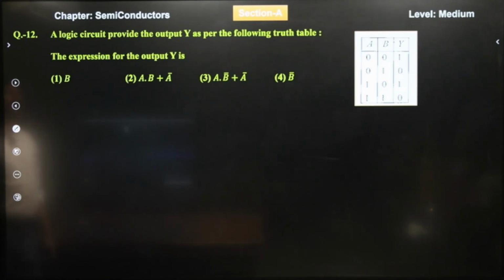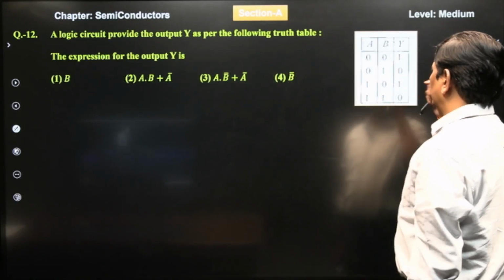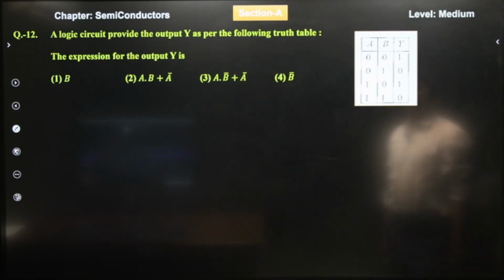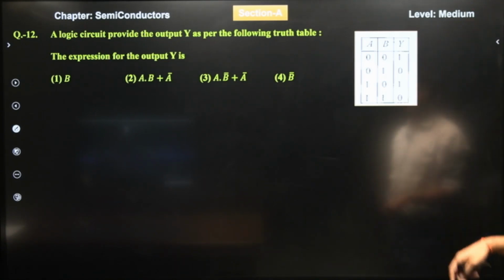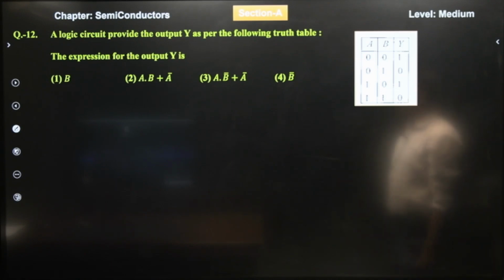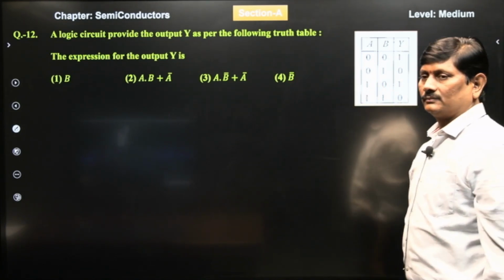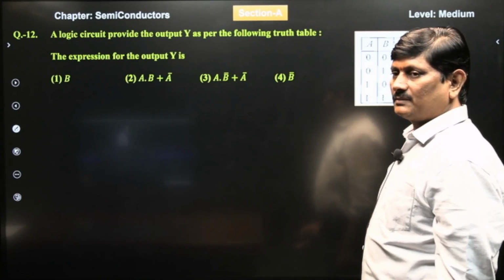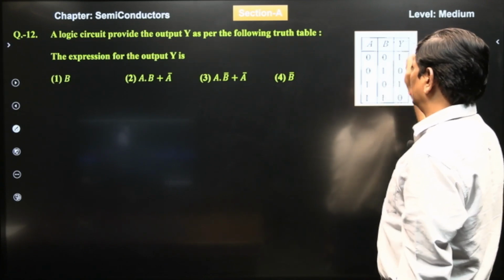The next question is taken from semiconductors related to logic gates. Here the truth table is given. Following the truth table, we have to find the logic. For that Y, what is the logic? Simply looking at the logic gate, you can find the answer. That will definitely be one of the options. This table gives one answer. If any other thing is possible, that will be another answer. This answer is a must.